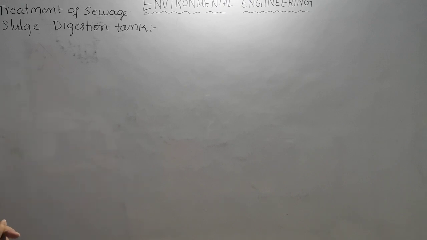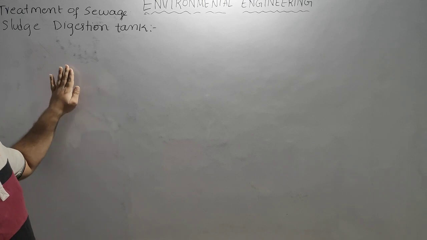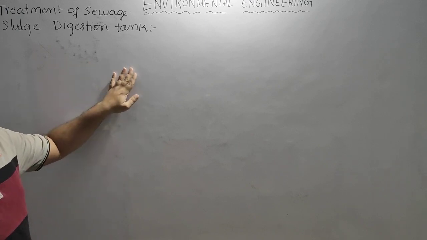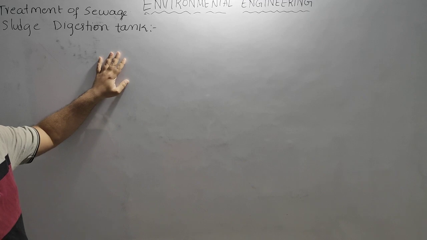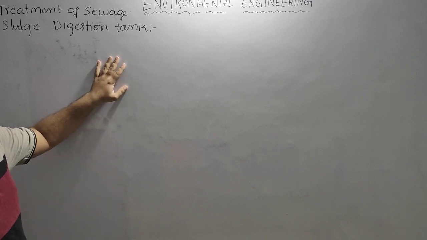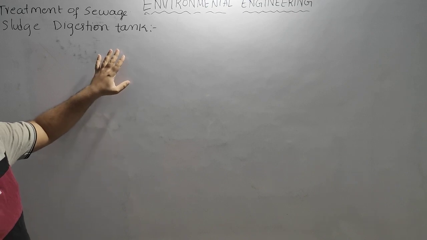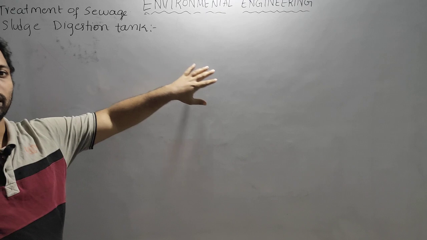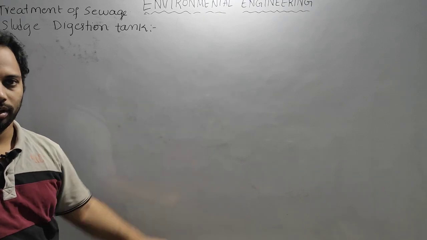See, so far we have seen the treatment of the sewage in the primary sedimentation tank, and the treatment of sewage in the secondary stage, that is either it may be activated sludge process, or it may be trickling filter, or it may be RBC, or it may be any system. So after this treatment, we are sending that effluent into the secondary sedimentation tank. From there, we are collecting the effluent.